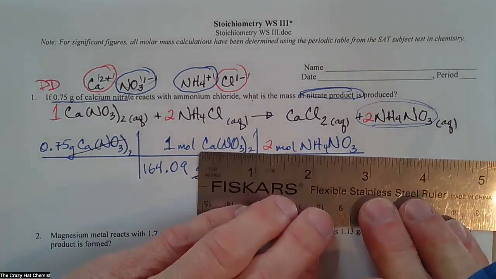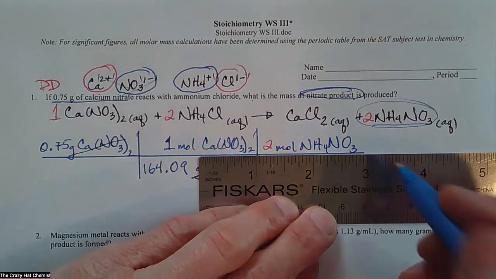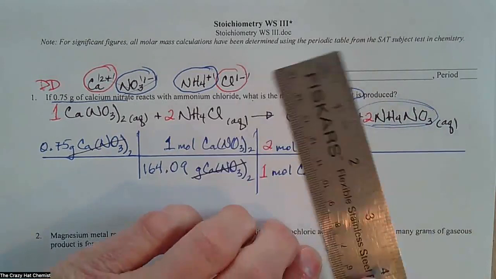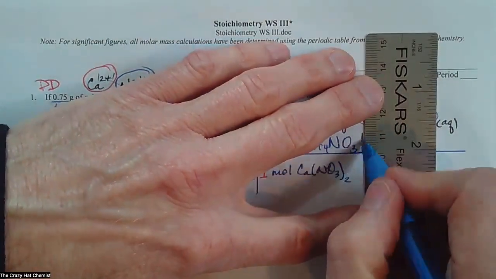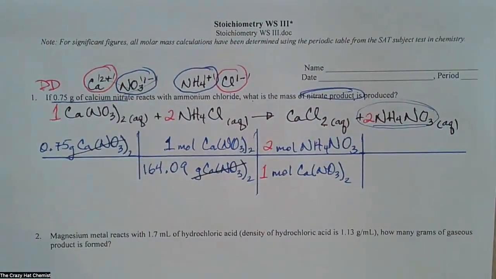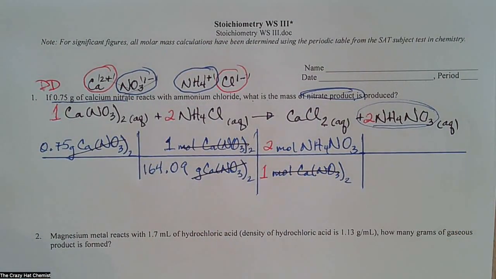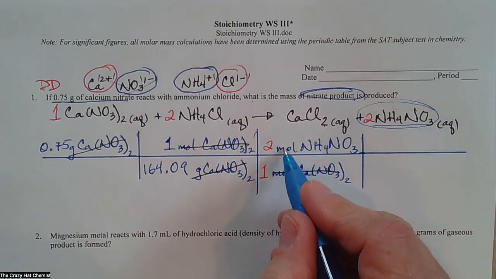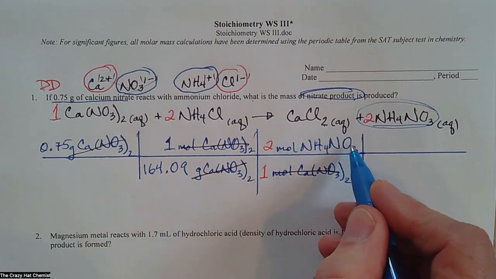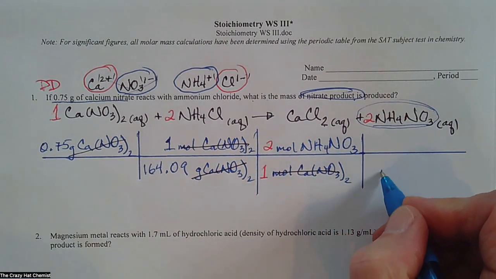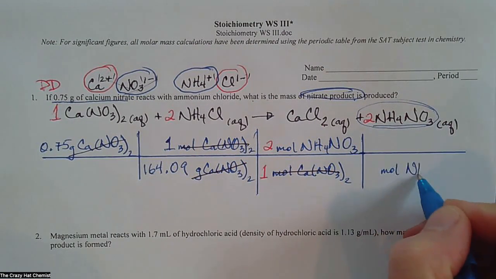So we have a little bit more to do, so I need to continue on my monorail here a little bit and draw a line. This enables me to cancel out the moles of calcium nitrate just like that. Now we're going to have these units and formula, that's moles of ammonium nitrate.